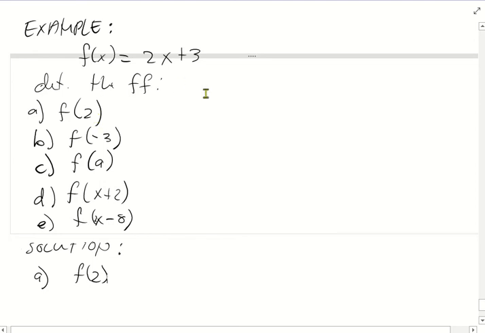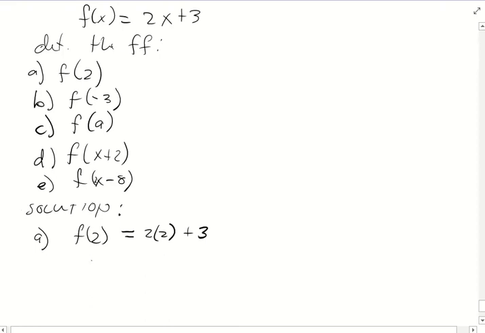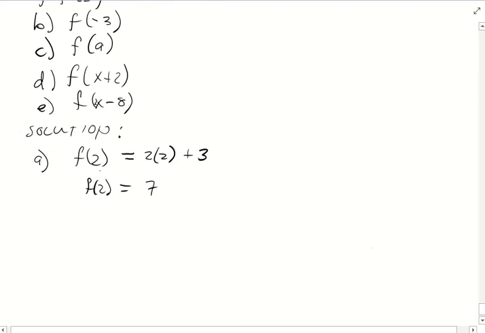So in this example, f of 2 now will be equal to 2 times x, but instead of x, we substitute the value of 2. That's evaluation. We substitute the value of 2, so we just change that x to 2, then plus 3. So f of 2 now will be 4. 2 times 2, 4 plus 3, or it's the 7. So that's f of 2.